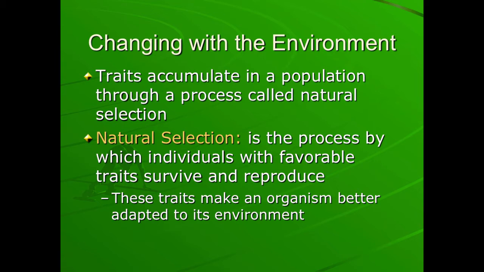So the actual definition of natural selection, and you definitely need to write this down, is the process by which individuals with favorable traits survive and reproduce. Now remember, the whole entire goal of organisms in the wild is to live long enough to reproduce, to pass on their genetic material. These traits make an organism better adapted to its environment. So natural selection leads to the process of adaptation. Okay?